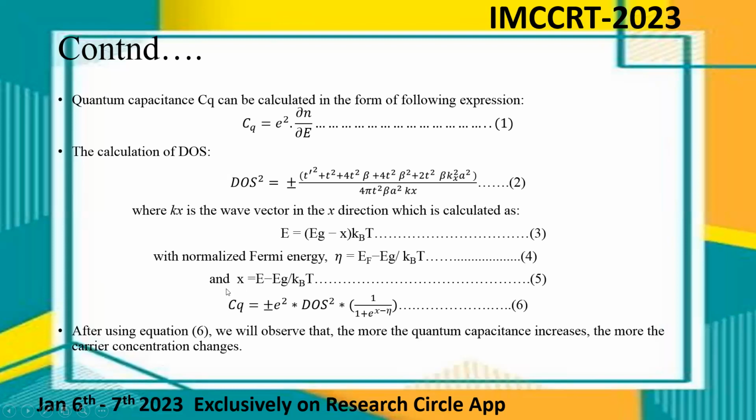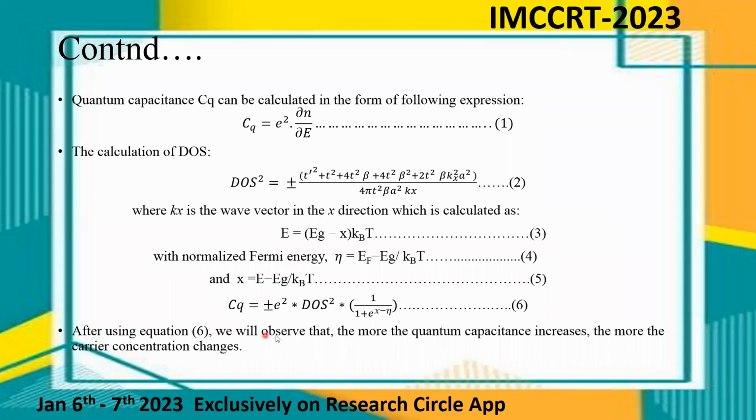So the equation of quantum capacitance will become plus minus E square into DOS square, which is density of states, into 1 divided by 1 plus e to the power x minus eta. This DOS density of states we will get from our simulation. From our simulation, we actually get two parameters here. I'm marking it with spotlight. We will observe this DOS and this E from our simulating software, Virtual Nanolab.